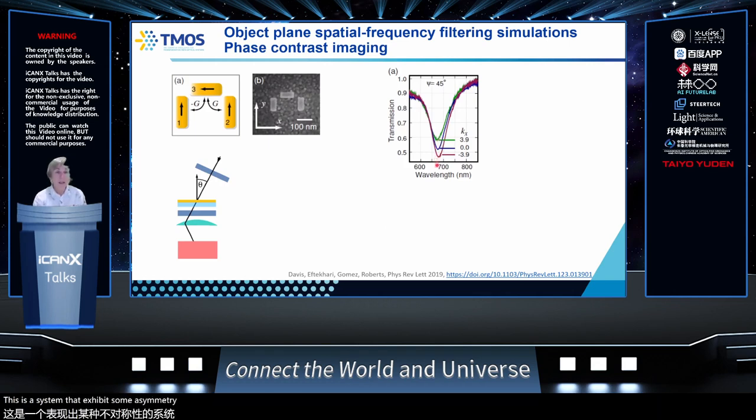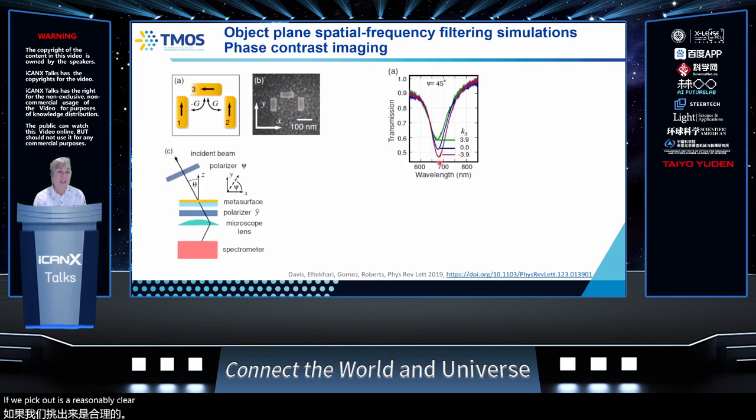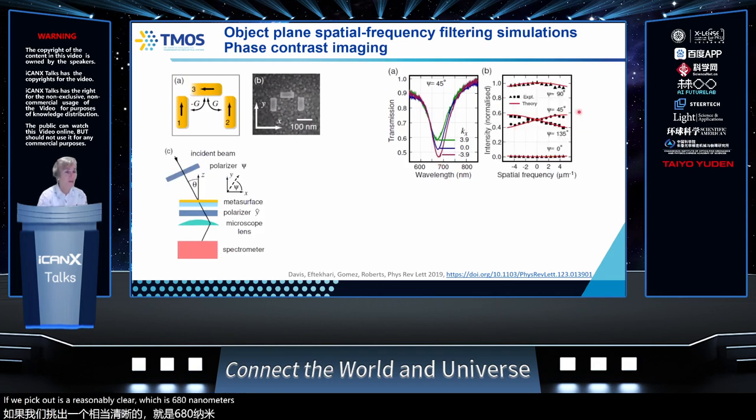If we pick out this resonant wavelength here, which is 680 nanometers or so, and plot, the black dots are experimental data. The red curves are the results of the simple electrostatic model. You can clearly see, if we plot the transmitted intensity as a function of spatial frequency, extending from negative to positive values, you can clearly see now we have this asymmetry.